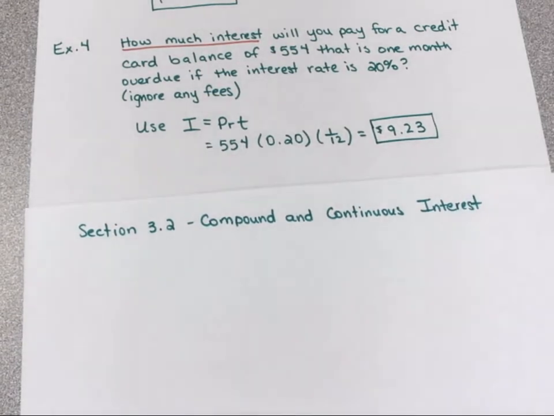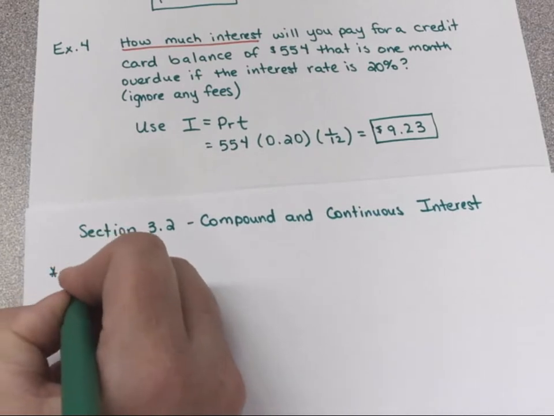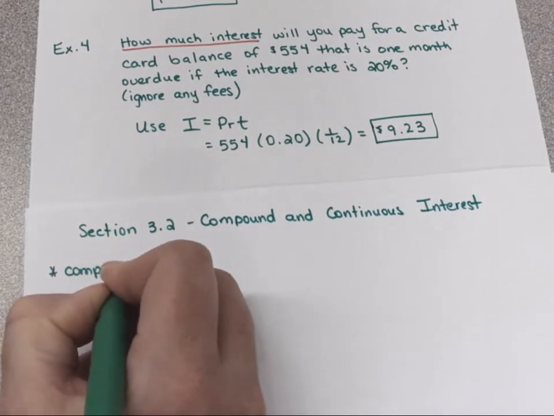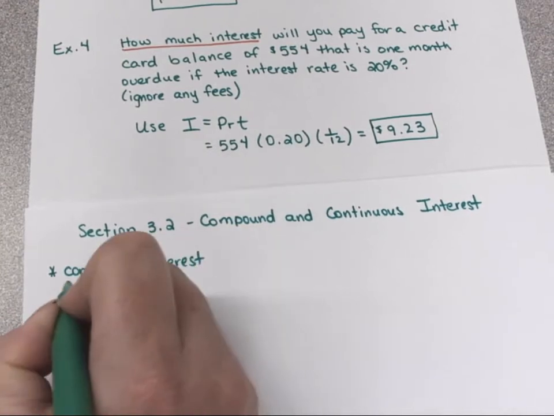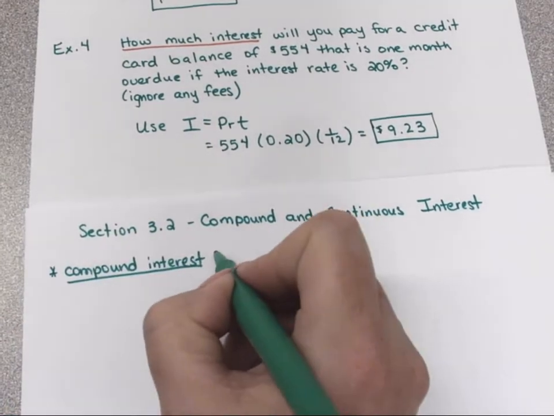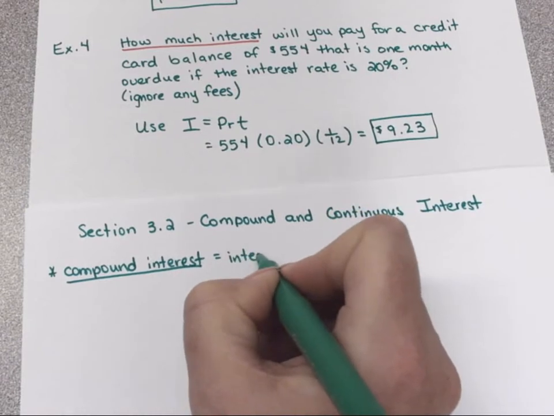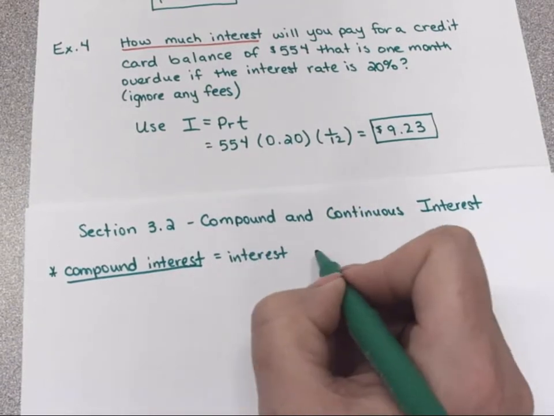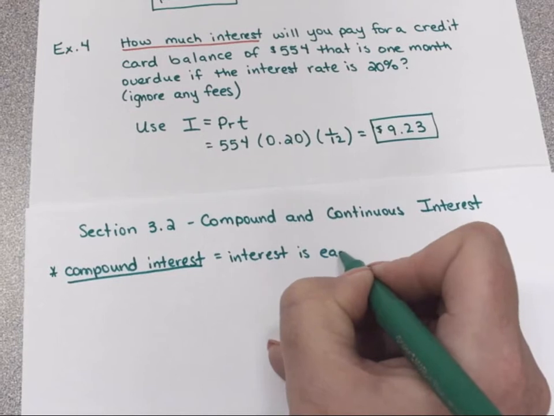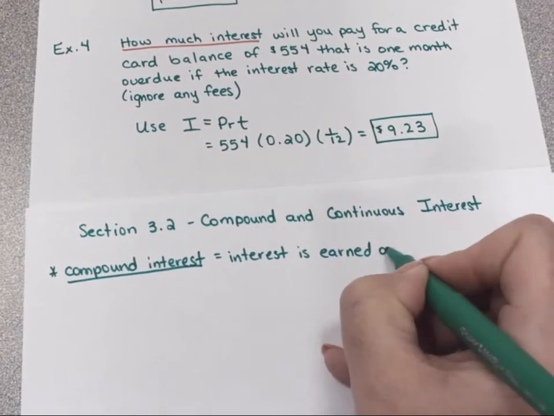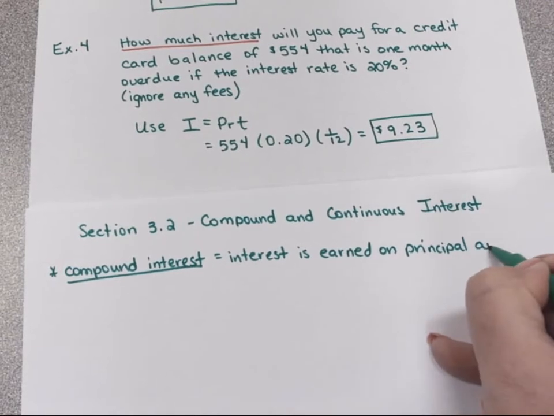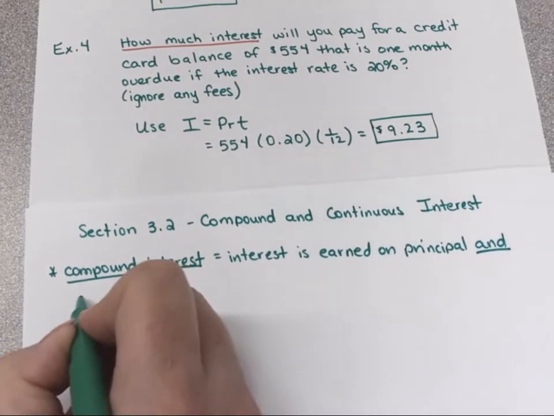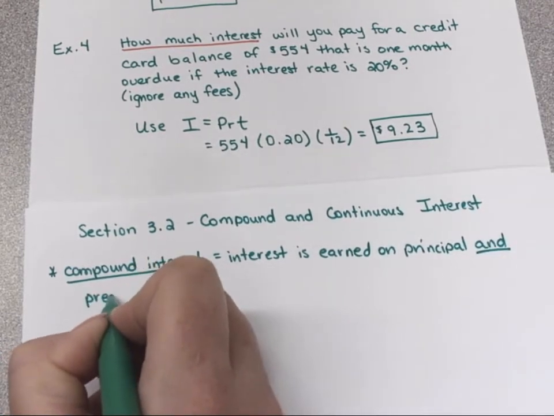Okay, and we already kind of had a preview of this before. So what is compound interest, though? We looked at this a little bit when we looked at exponential functions. Compound interest is where interest is earned on the principal, just like simple interest. But where it differs is it also earns interest on previous year's interests.